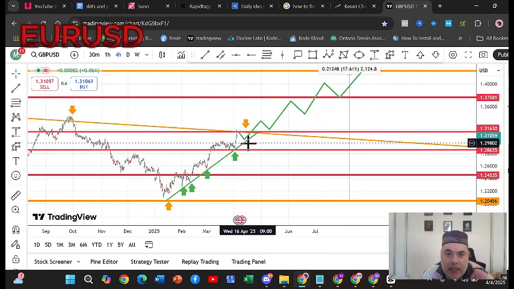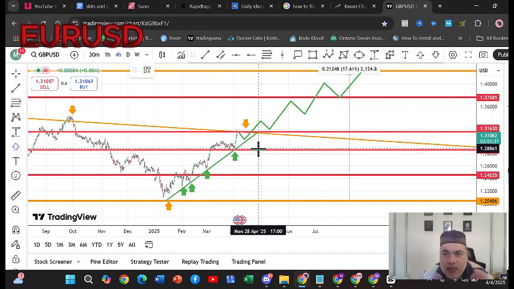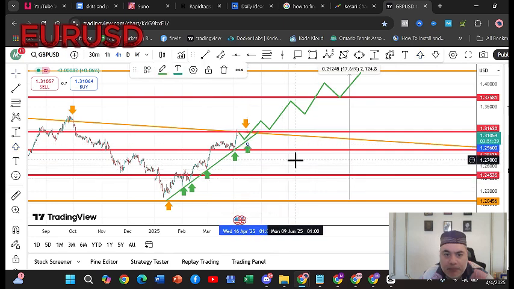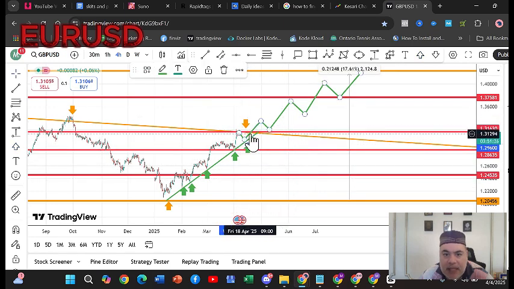If it comes down, and at this point it should be bouncing back up, right? And then if it goes past, then it's an uptrend. This is going to be an uptrend. This is uptrend for us.